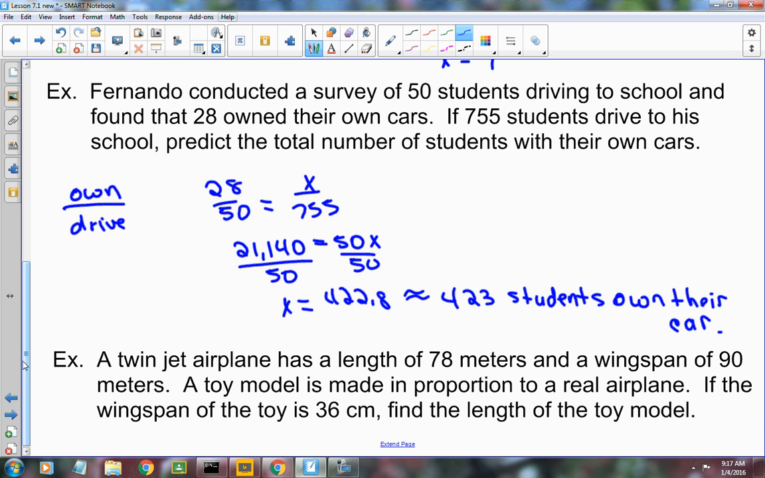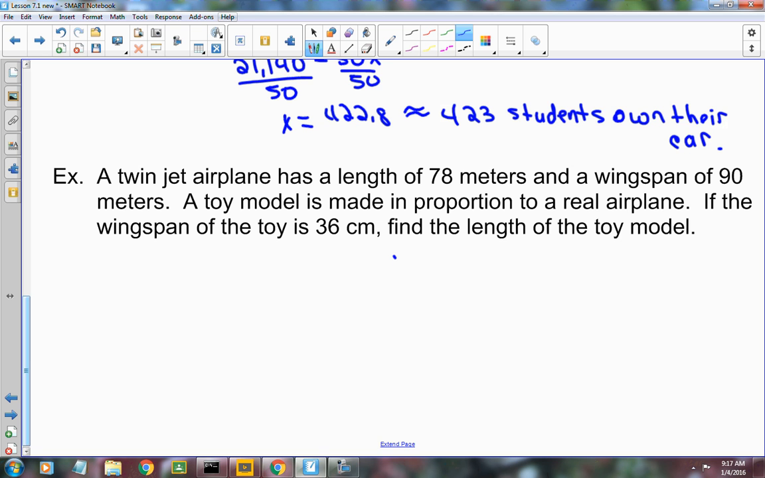All right, let's look at the last one. A twin-jet airplane has a length of 78 meters and a wingspan of 90 meters. A toy model is made in proportion to the real airplane. If the wingspan of the toy is 36 centimeters, find the length of the toy model.